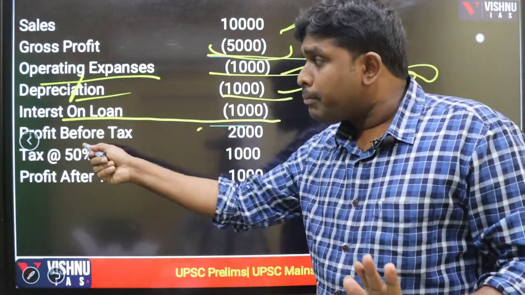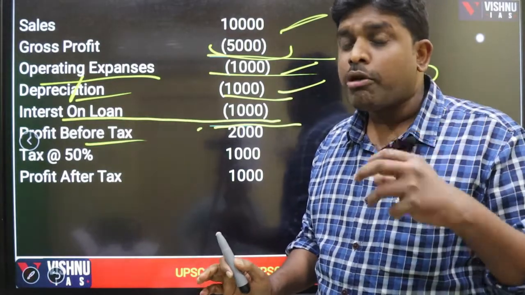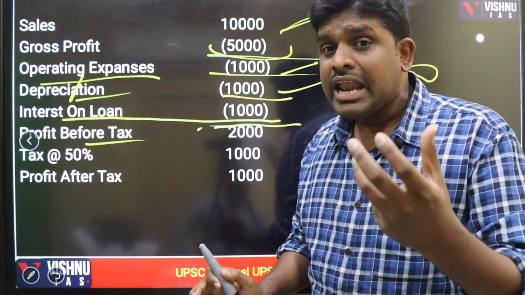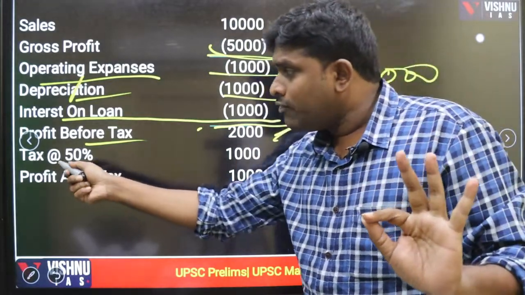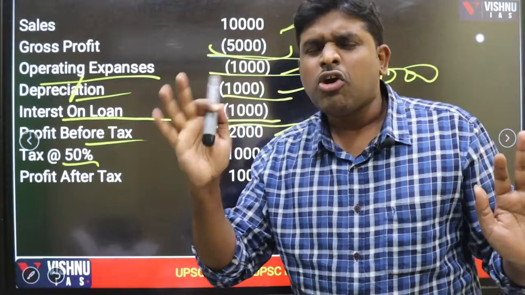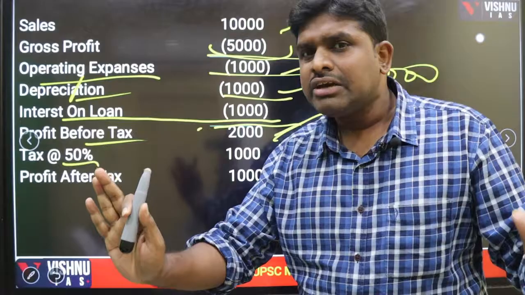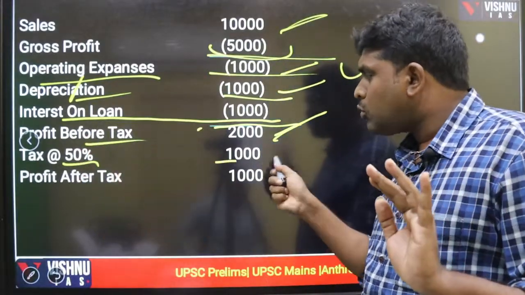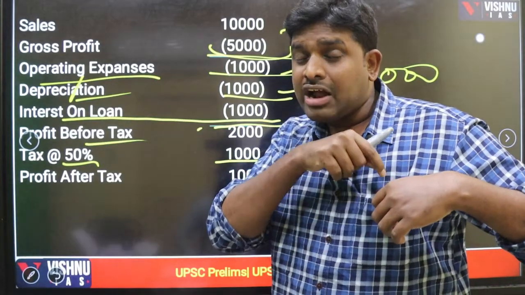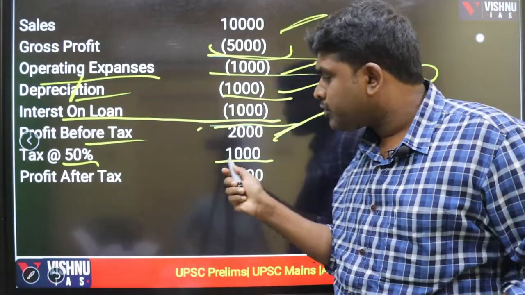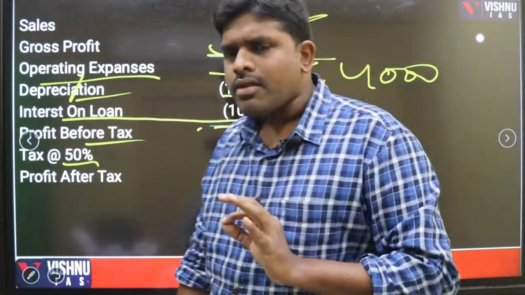Then the profit before tax, without calculating the tax, is 2,000. I will remove the tax at 50 percent, like corporate tax, GST, and all the taxes. So 1,000 rupees is left. Finally, in the company's pocket, the profit after tax is 1,000 rupees. That is the final calculation.